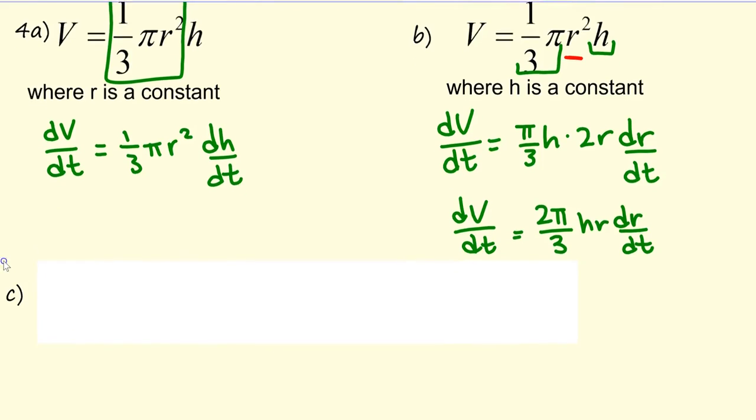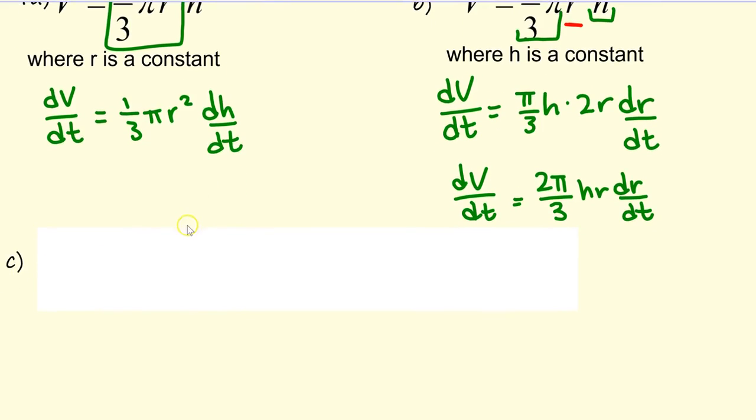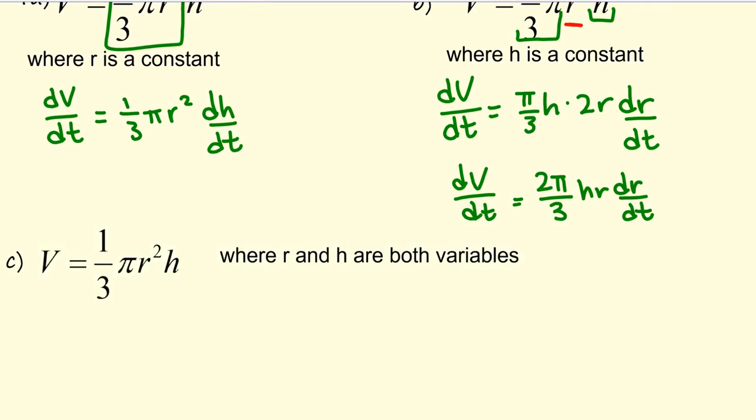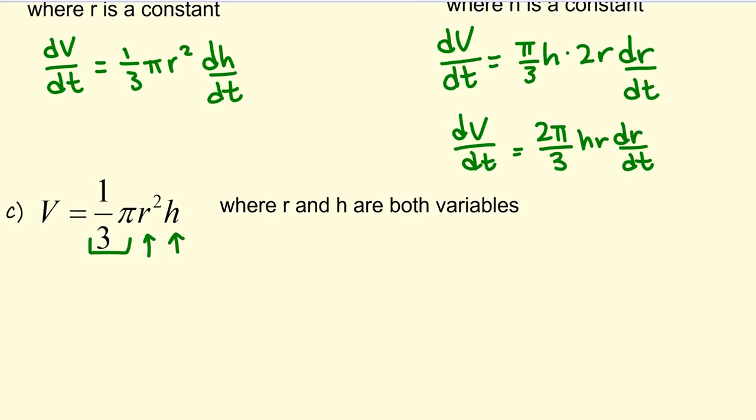Now in part C, we're still working with the volume of a cone. And I'm doing this one with you because there's a lot of these applications that involve the volume of a cone. It's one of our favorite types. In this one, r and h are both variables. Neither one is a constant. So you have a constant, 1/3 pi. You have a variable expression r squared multiplied by a variable expression h. So because that's a product of two variable expressions, we're going to use the product rule to differentiate.